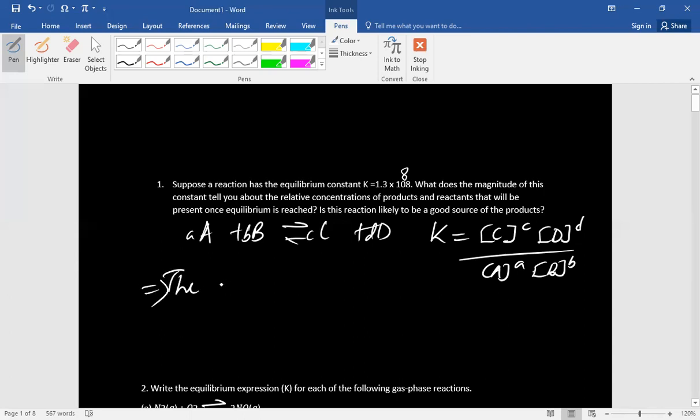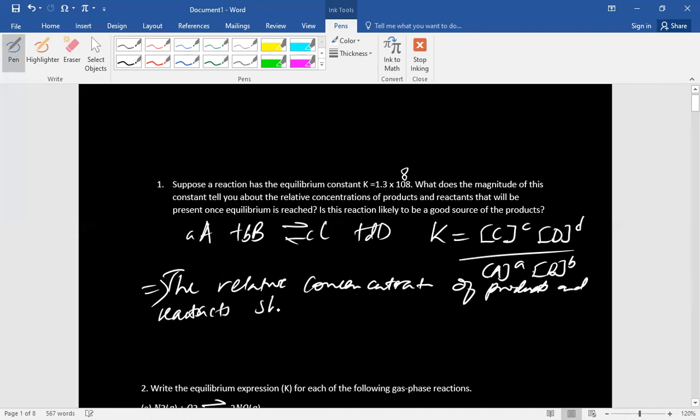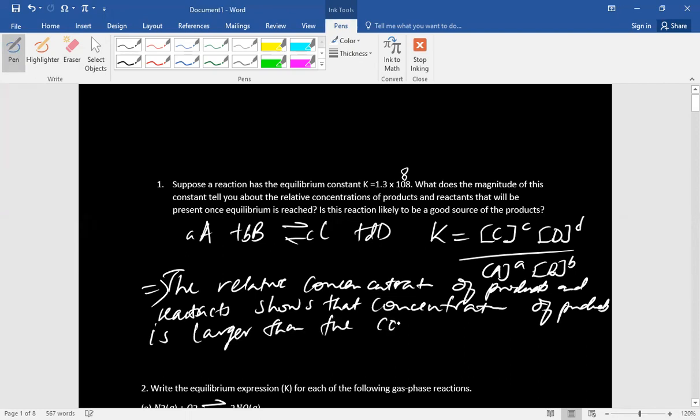So what we're saying is that the relative concentration of products is larger than the concentration of reactants.